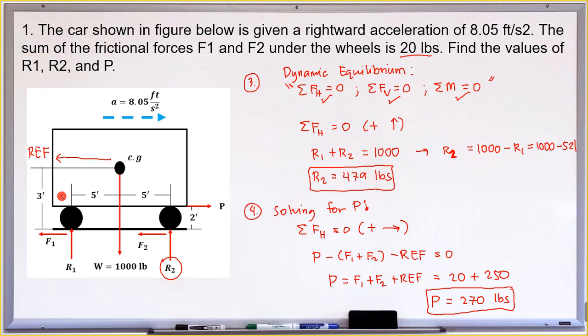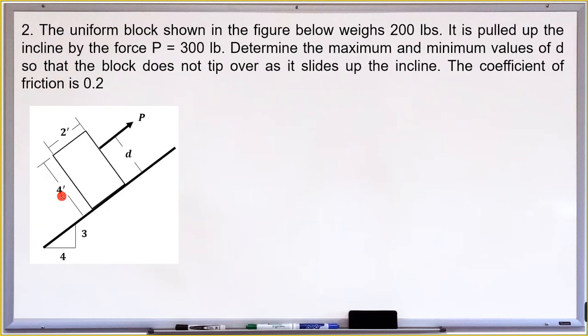Okay, none. So, let's proceed to the second example. So, the uniform block shown in the figure below weighs 200 pounds. So, it is pulled up the incline by the force of P equals 300 pounds. So, the question is, determine the maximum and minimum values of D so that the block does not tip over as it slides up the incline. So the coefficient of friction is 0.2. By the way, this coefficient of friction is mu k.